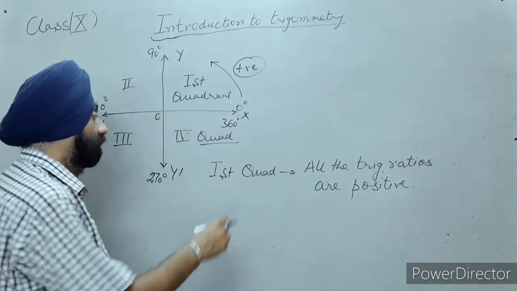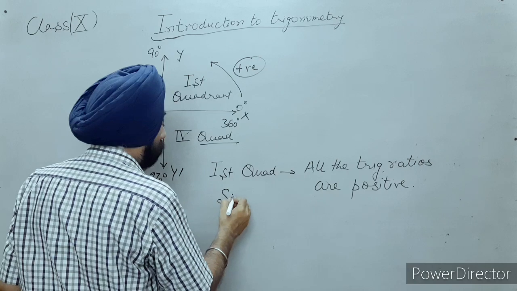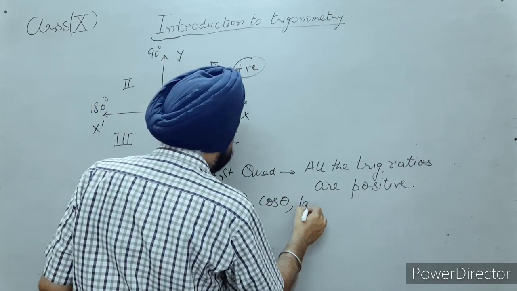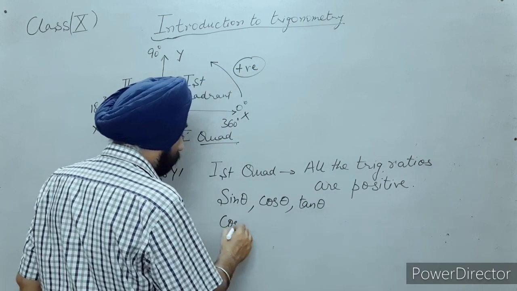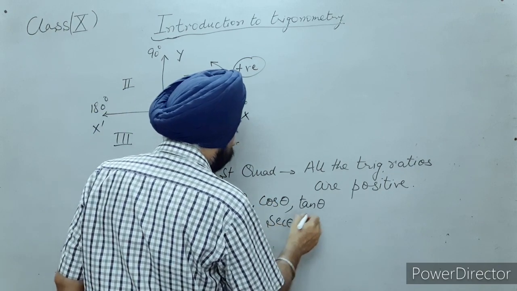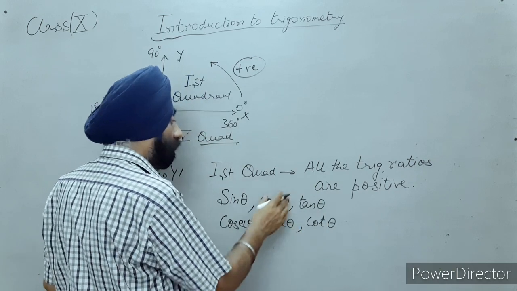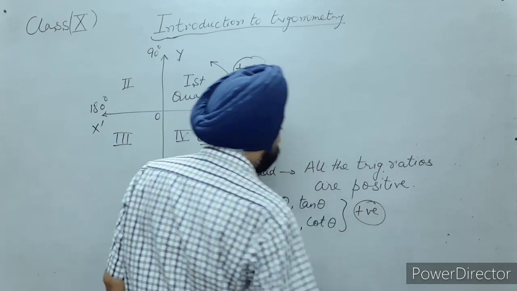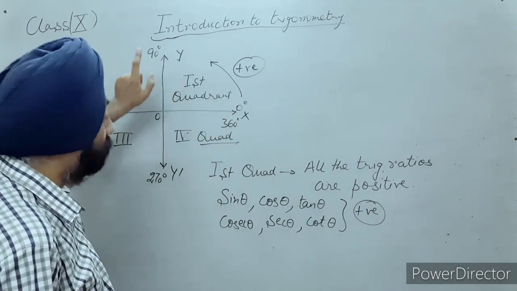What do you mean by this? Six trigonometric ratios: sine theta, cosine theta, tangent theta, then the reciprocal of sine, cosecant theta, the reciprocal of cosine, secant theta, and the reciprocal of tangent, cotangent theta. In the first quadrant, all the six T ratios are positive. So how can I write this? Say 0 degree to 90 degree.